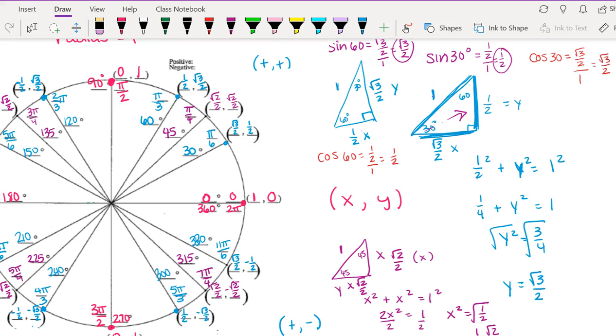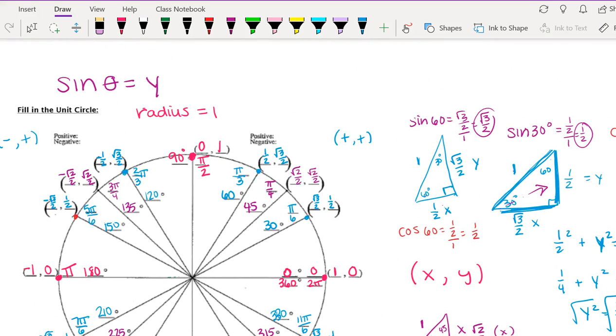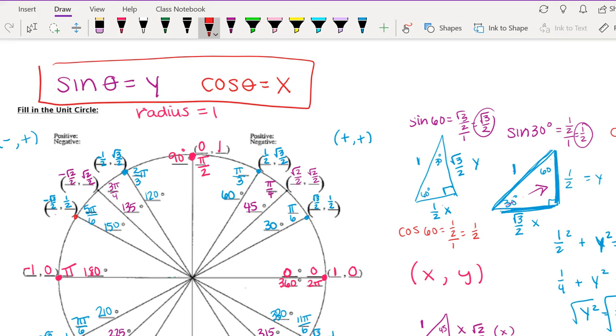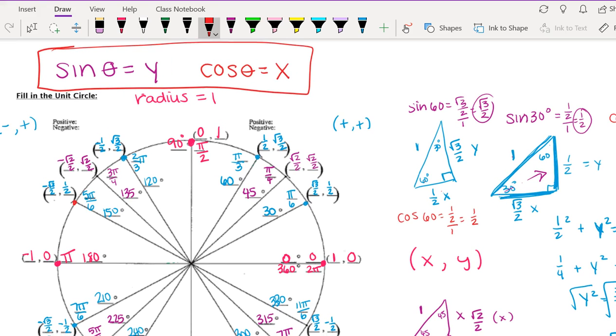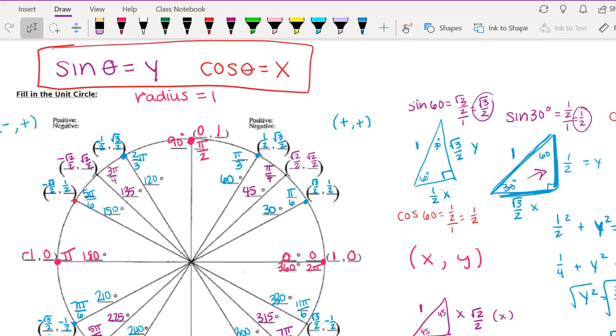So not only is the sine theta equal to y, the cosine theta is equal to x. And that is the big idea about trig. Okay? And we can use the unit circle to help us find those sine and cosine values quickly and easily.